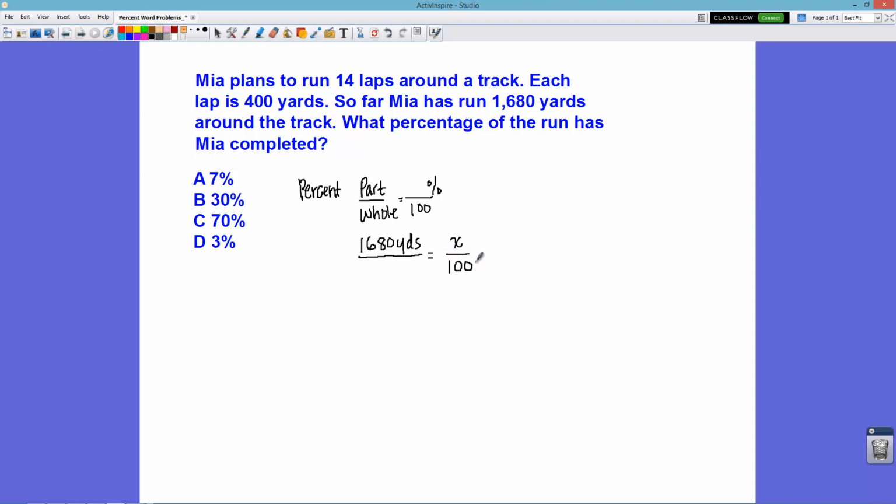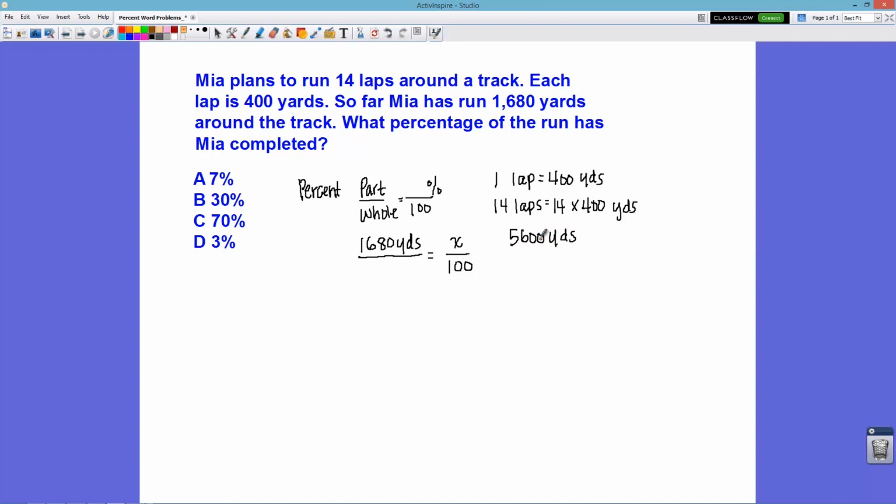So let's look back at our problem and see what we can tell about the total. It says something about one lap is equal to 400 yards. Therefore, 14 laps must be 14 times 400 yards. And if I calculate that, that's going to turn out to be 5,600 yards.